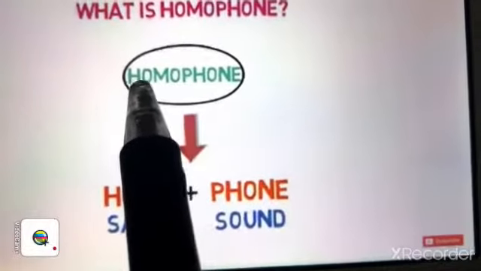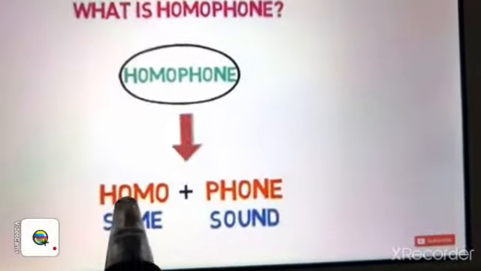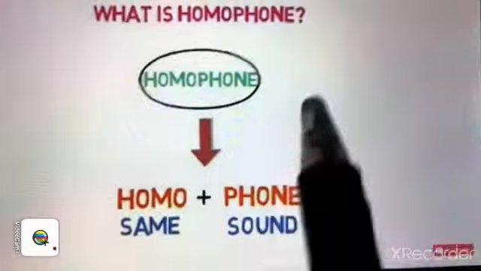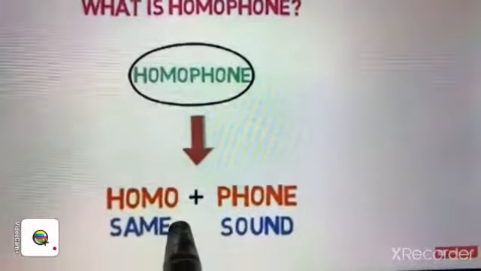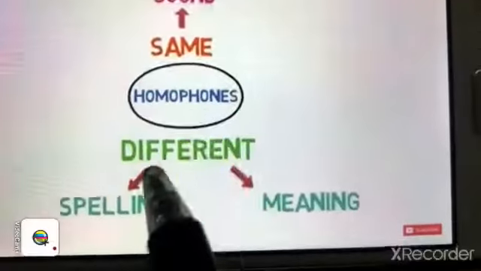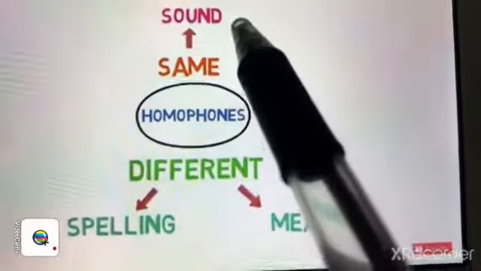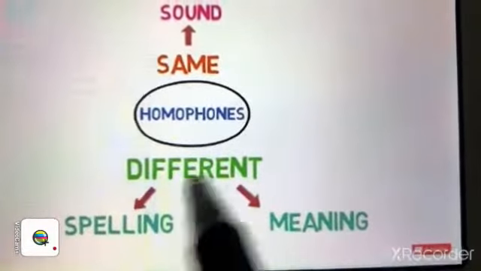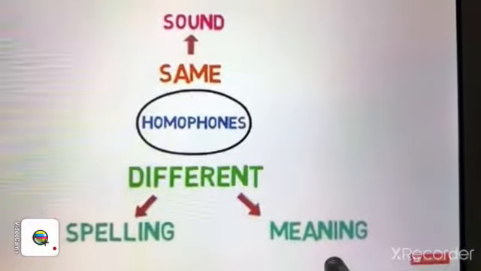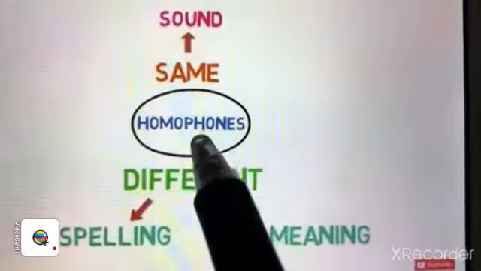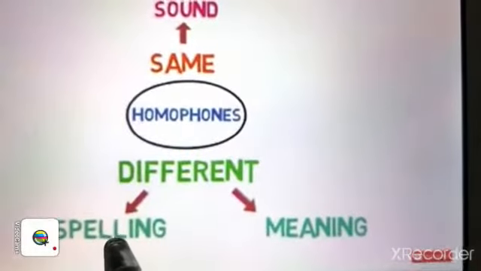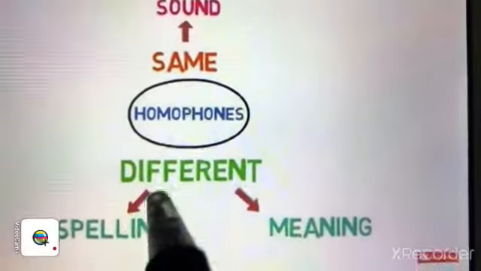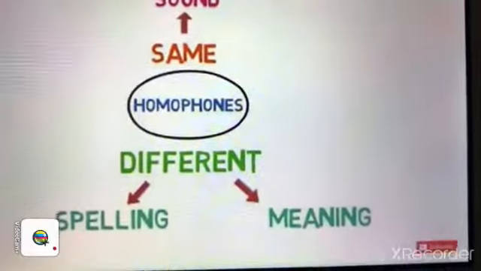Homophones is a combination of two words, homo and phone. Homo means same and phone means sound. So homophones are words with the same sound, but they have different spelling and different meaning. Their pronunciation is the same but they have different spelling and different meaning.